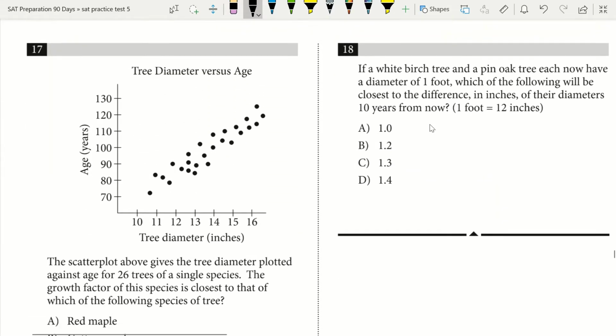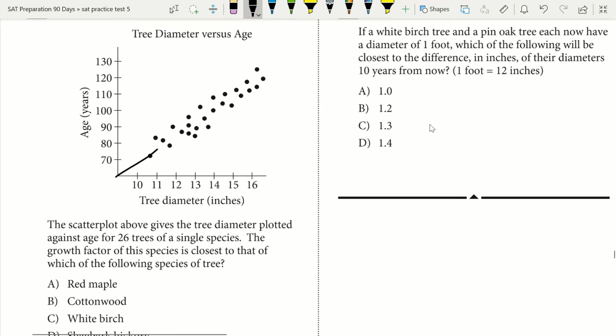So let's go down here. I've got a graph, tree diameter versus age. I see my line of best fit is going to be something like that. The scatter plot above gives the tree diameter plotted against age for 26 trees of a single species. The growth factor of the species is closest to that of which of the following species of tree? Well, to do this, I'm going to take my age and divide it by my tree diameter, right?